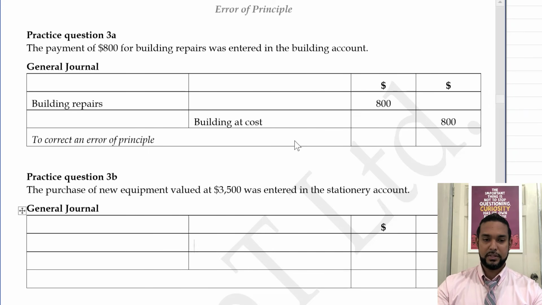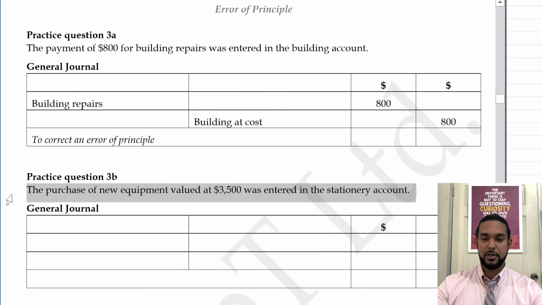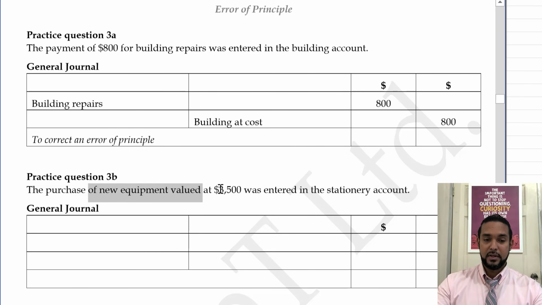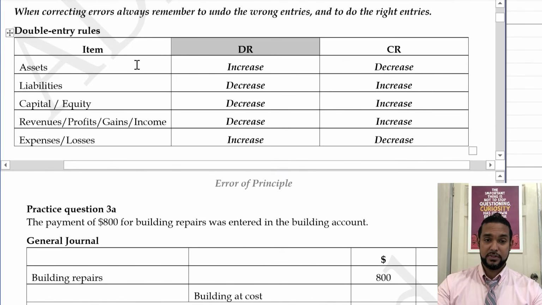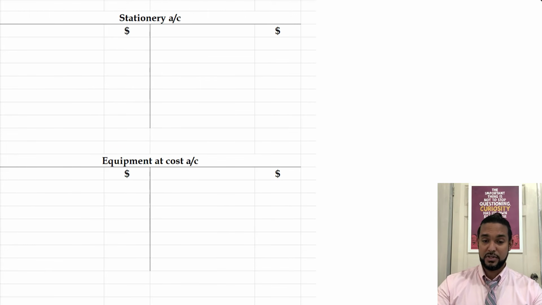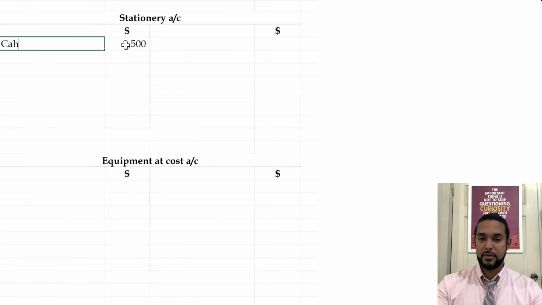Okay, so for the next one, item 3B, the purchase of new equipment valued at $3,500 was entered in the stationery account. So this is kind of like the reverse. We bought an asset, we bought equipment, and if you buy equipment, the asset is increasing, so you were supposed to debit, but we debited stationery. So stationery has a debit of $3,500 that shouldn't be there. We'll put cash/bank again.